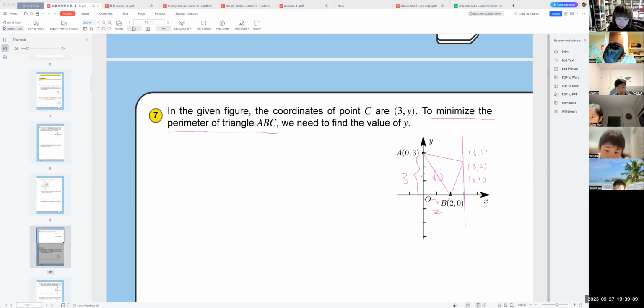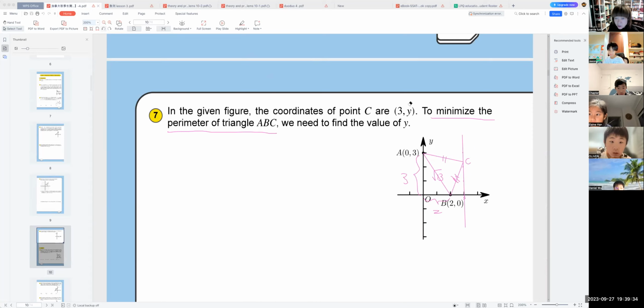AB we don't need to discuss anymore, AB has been fixed, it's square root 13. So now we can only make AC plus BC as small as possible. So the perimeter of ABC, the smaller the better. Understand, everybody? Understand? Okay, so the question is back to what? Back to the original one. It's still the same. Very good.